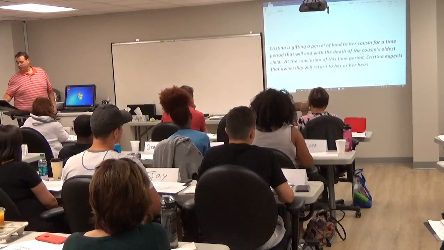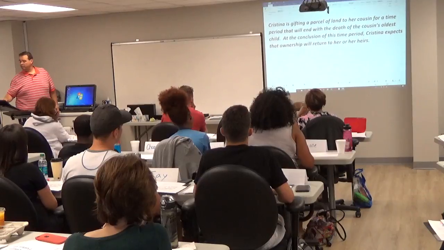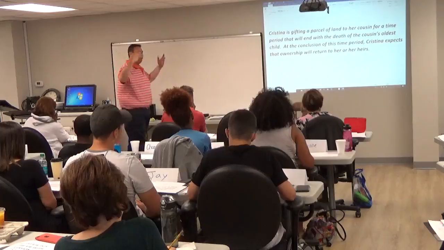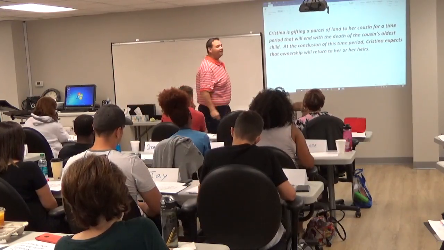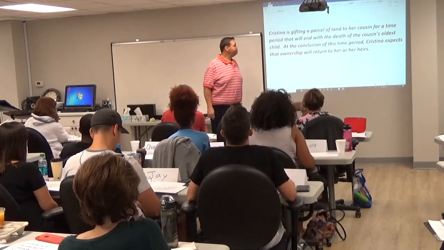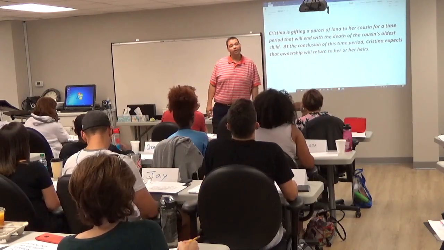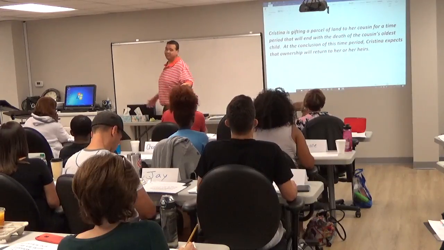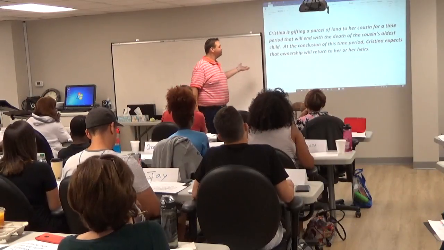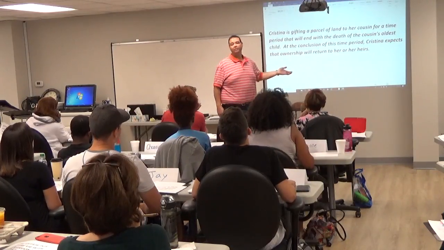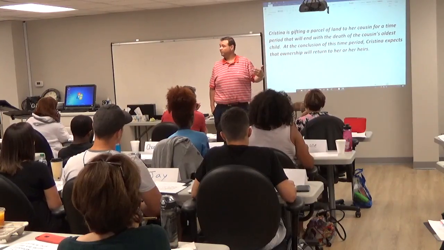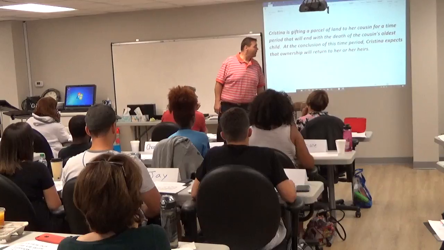Okay. Number 5, Christina is gifting a parcel of land to her cousin for a time period, right there, big, bold, red, for a what? Time period. So what are we talking about here? Some type of life estate. So now we need to know what? We know it's a life estate, we need to know if it's what? Conventional or per autre. So who's the life tenant here? The cousin. She's gifting the parcel of land to who? To her cousin for a period of time that will end.